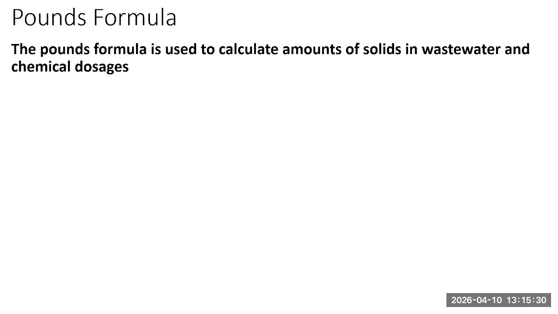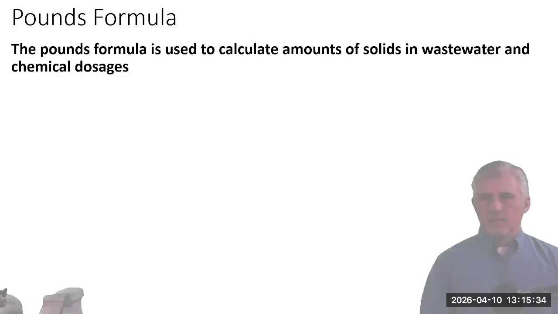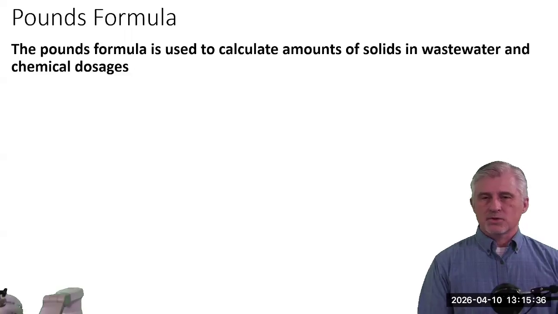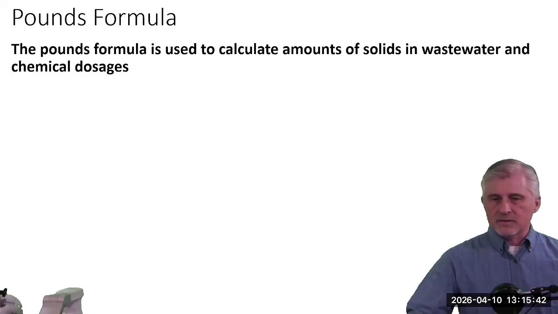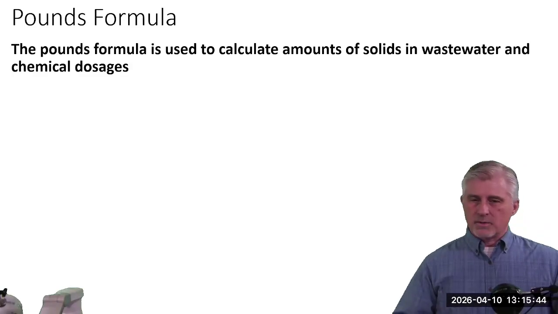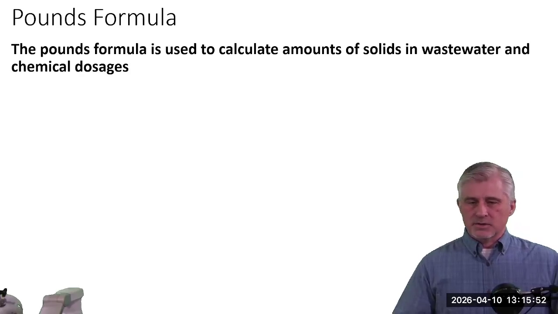All right. So now we're going to look at the pounds formula, and this is something that is used quite a bit. It can be kind of lengthy. So as you see this formula come up, I encourage you to take note of it, write it down. It'll be used quite a bit throughout this. The pounds formula is used to calculate amounts of solids in wastewater and chemical dosages. It's used in drinking water as well.